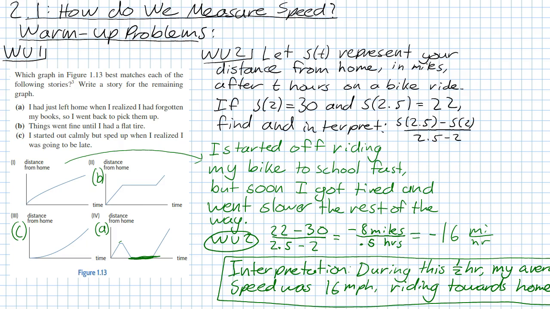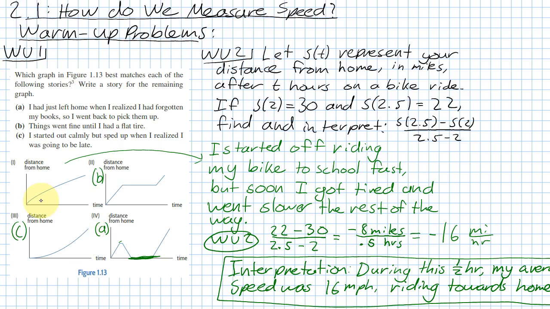And for C, going out calmly means that the slope here was smaller, and then you speed up. That means this has a steeper slope. So you're going towards school faster over here, because for the same amount of time, when it's steeper, you're going up a greater increase in y.